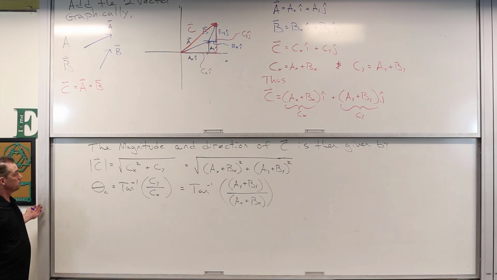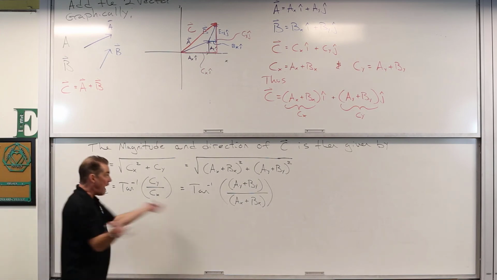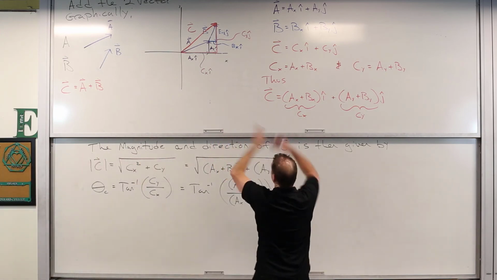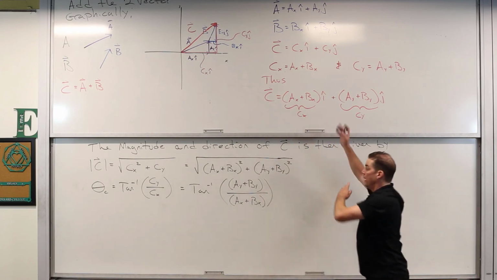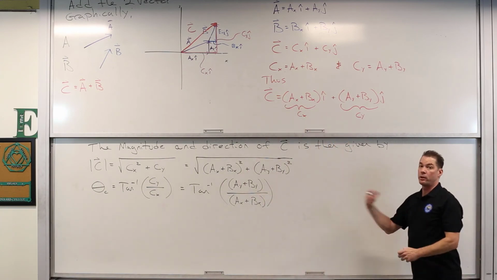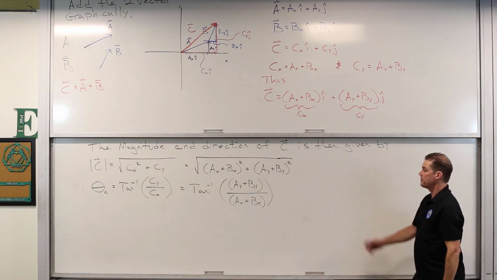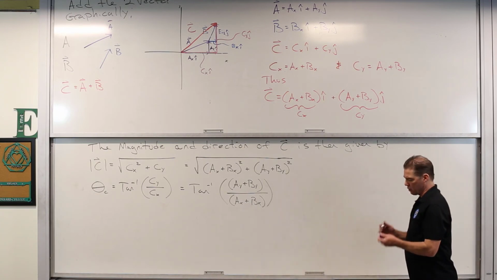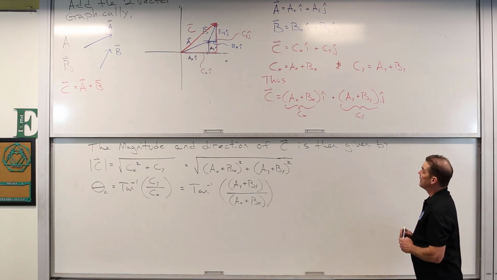So there we go. This is how we add vectors together. If we have five vectors that we're adding together, we just keep on doing the same thing. Ultimately, add all the x components with x components, y components with y components, and formulate what the vector sum is.